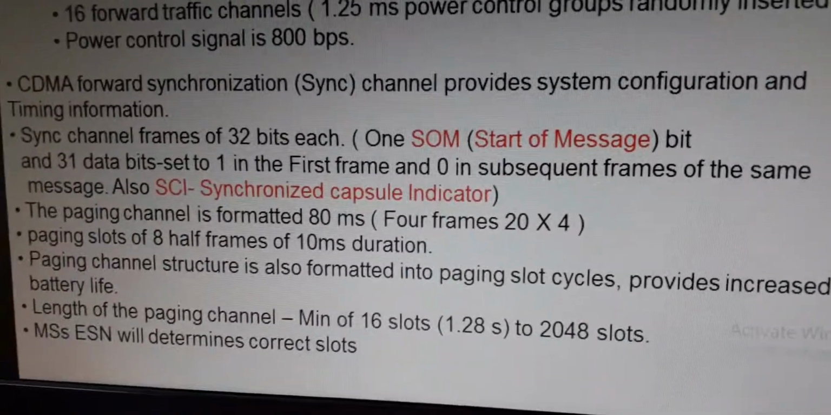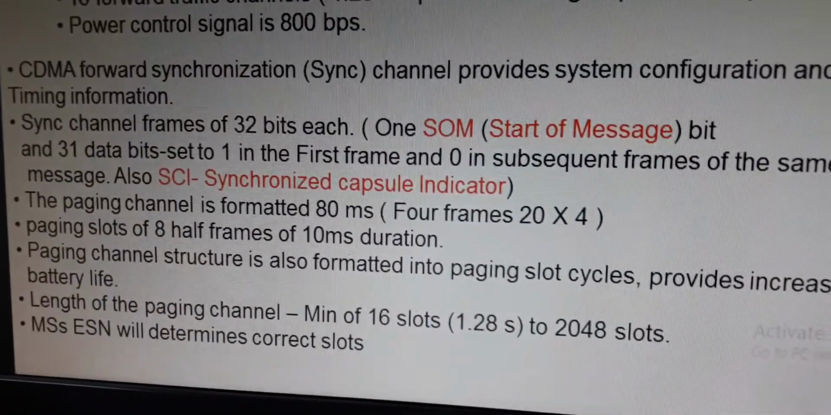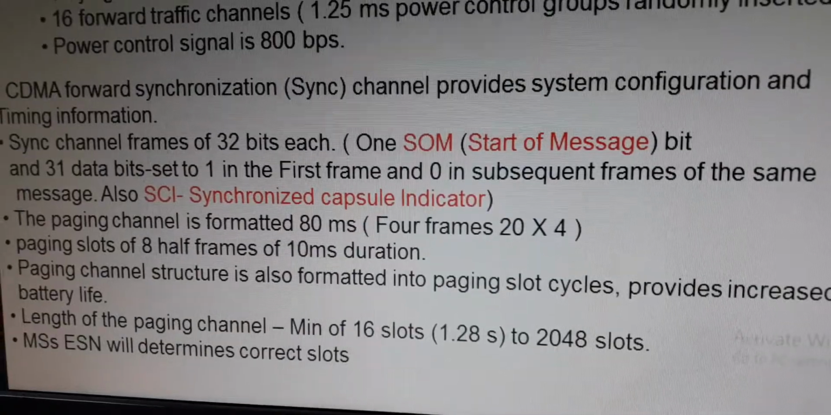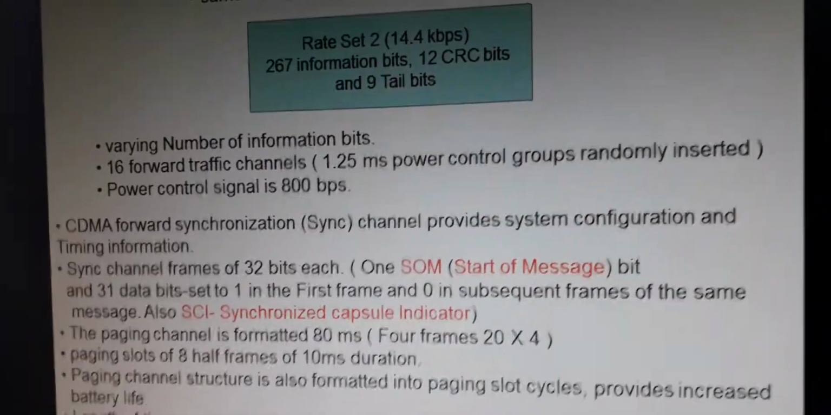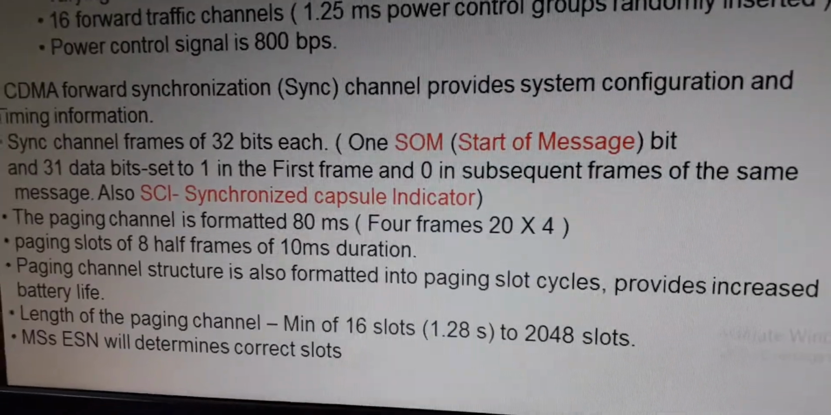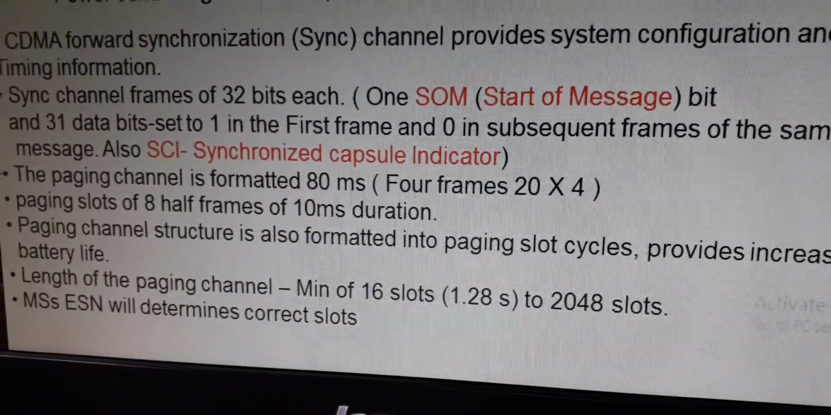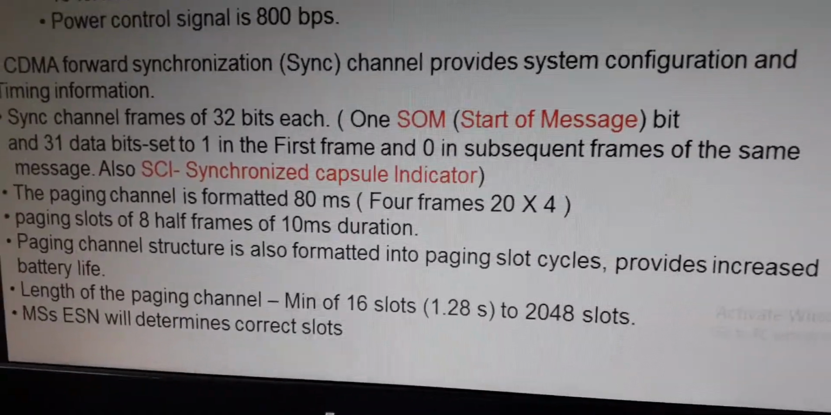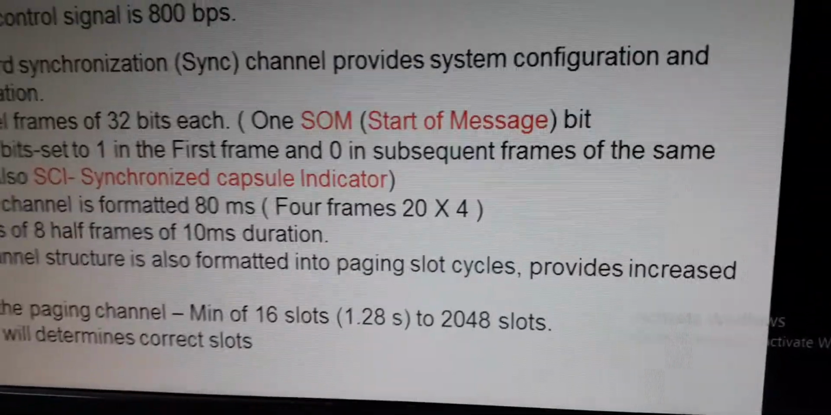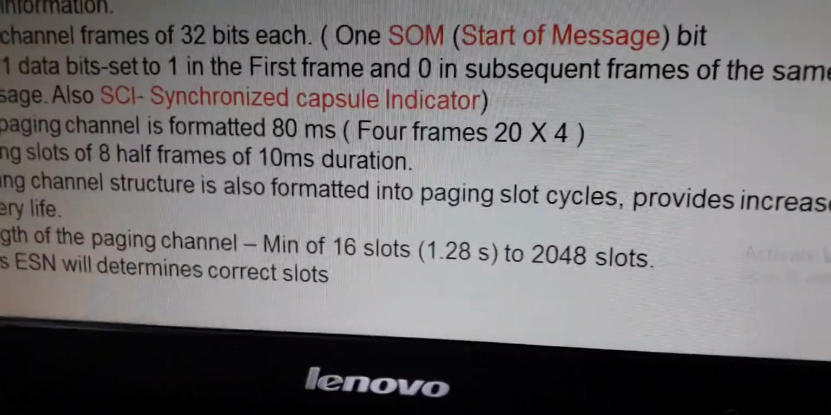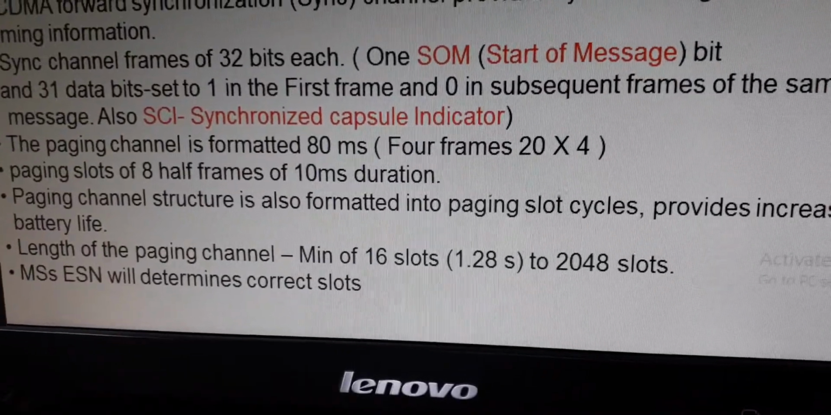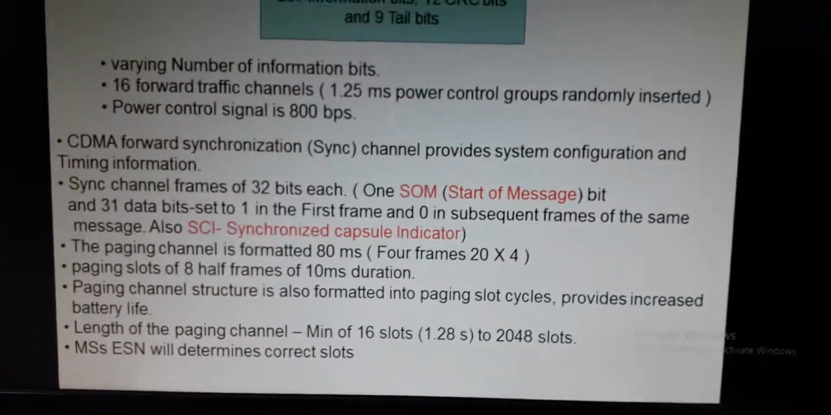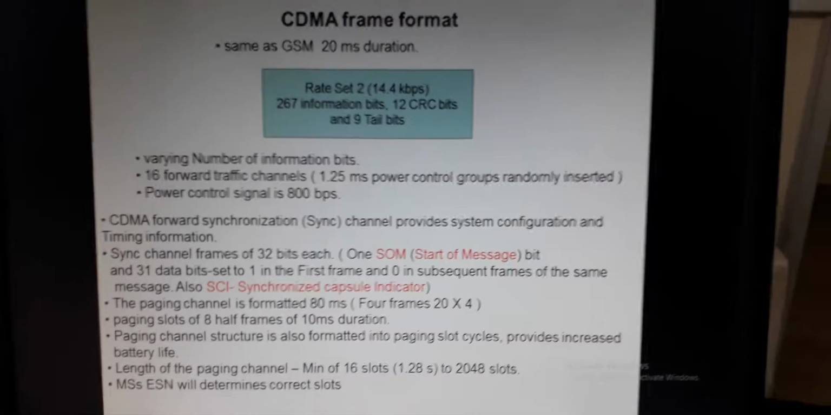And there will also be one frame that is the synchronized capsule indicator. Paging channel is 80 millisecond duration. One frame has 20 millisecond duration, so there will be 4 frames, that will be 80 millisecond duration. Paging slots are 8 half frames, that means 10 millisecond duration. Paging channel structure is again formatted into paging slot cycles, increasing battery life. Then paging channel is minimum 6 slots, 16 slots, sorry, and the MSC will determine the correct slots. So this is the CDMA frame format.